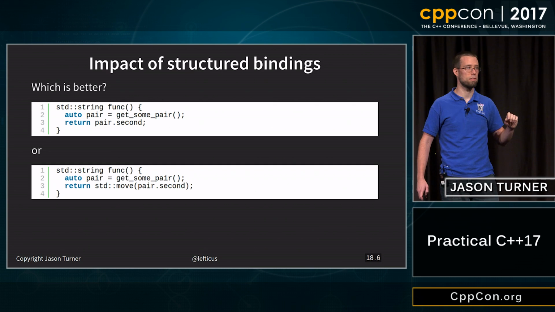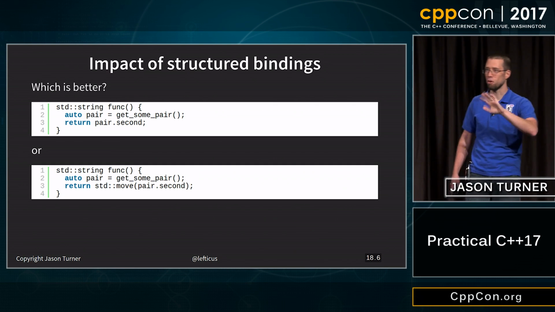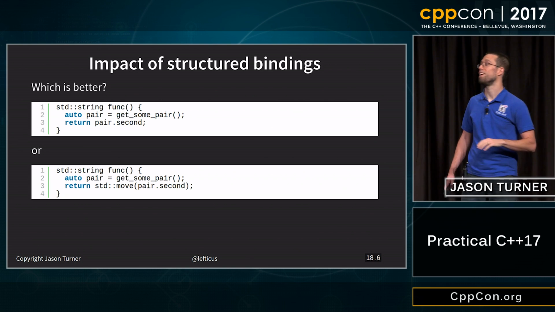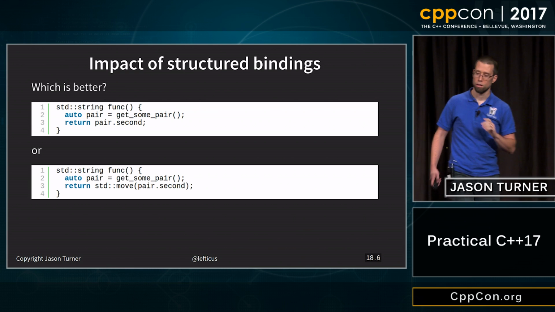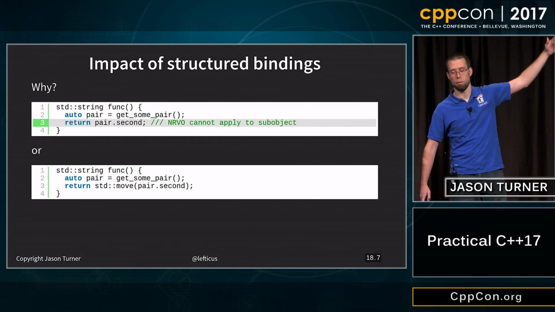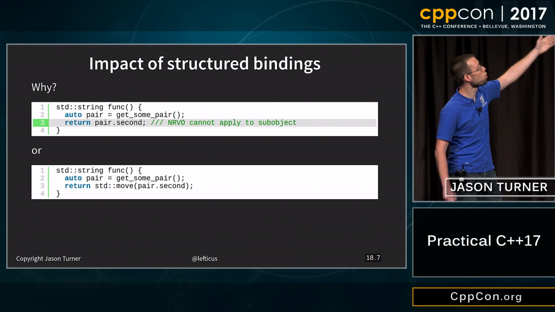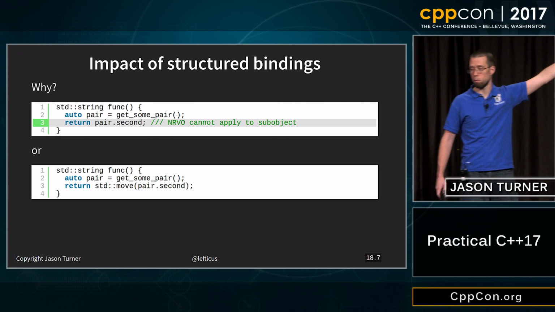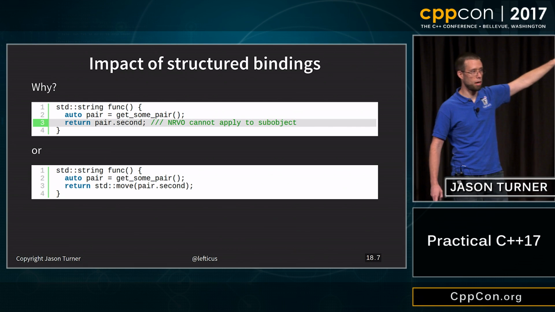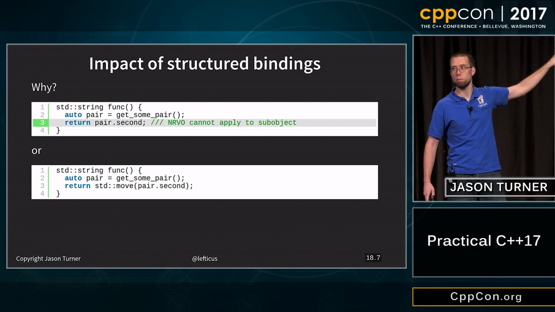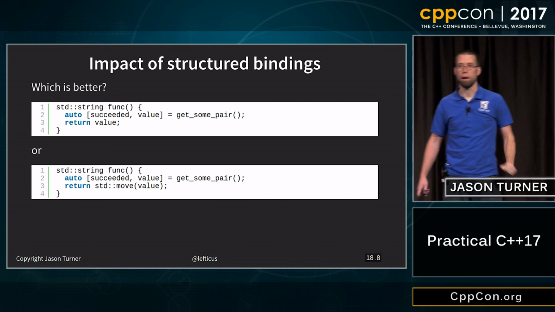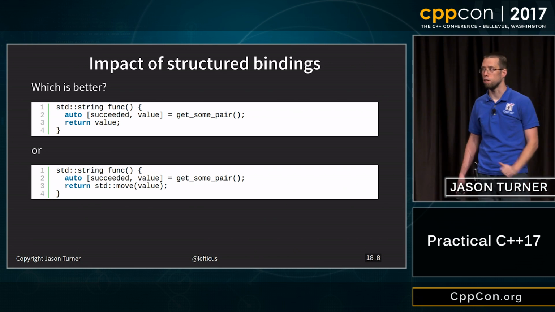I am not taking questions at this time. Okay, so a couple of you think the first one's better. Who thinks the second one is better? We have a lot of undecided people in the room. I've highlighted them opposite in this answer, sorry. The first one is worse because our return value optimization cannot apply to the sub-object. So if we actually need to return efficiently a sub-object from our pair, we need to return by move in this particular case. So who thinks the first one is better here now that we're using structured bindings?